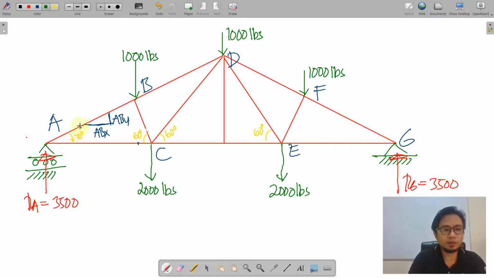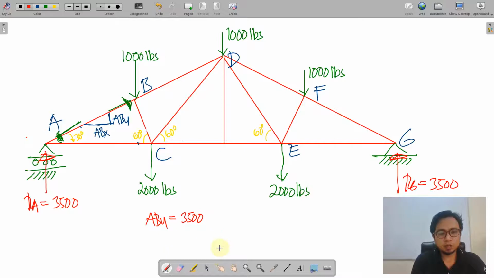So therefore, we draw an arrow. This is now the arrow directing ABY to contradict 3,500 because if this is the inclined force, of course, the vertical component ABY is towards that arrowhead. So therefore, it is going downwards. And what will be the magnitude of that downward force? ABY is 3,500.